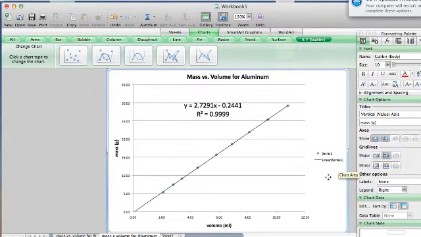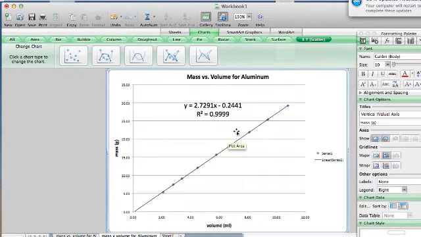So there's my chart. Now, what does this equation mean? This is in the algebraic format of y equals mx plus b. So b is my y-intercept, and it is now negative 0.2441. So if I could extend this line, it would intersect the y-intercept just below the origin. The m here is the slope of my line.